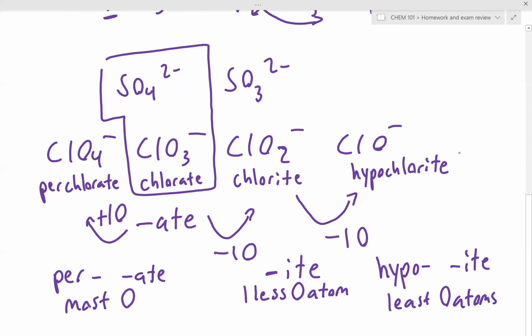Does that make sense to everyone? Okay. Just to make sure we're all on the same page, sulfate is SO4 2 minus. What would we call SO3? Sulfite. The reason being, it has 1 less oxygen, so it's sulfite. Does that make sense? Okay, any other questions I can address?